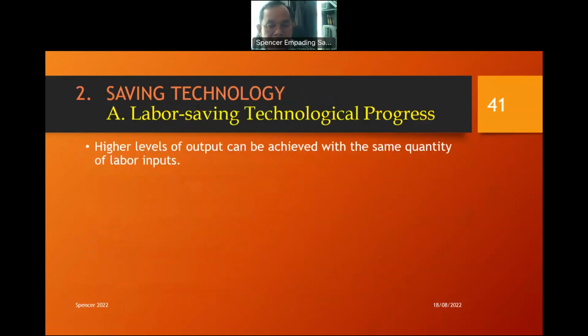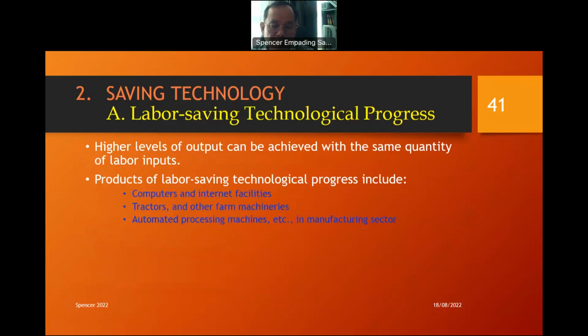Okay, the second one is the saving technology, either labor saving or capital saving. The labor saving technological progress is where a higher level of output can be achieved with the same quantity of labor inputs. The same labor input you use, but you can produce more with the use of labor saving technical progress. Products of labor saving include what we can see nowadays: computer, internet facilities, online banking system, and so on. Tractors, farm machineries, automated processing machines, and so on and so forth. So many types of labor-saving technology.